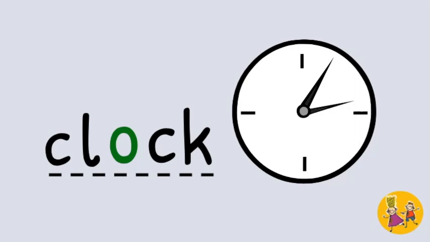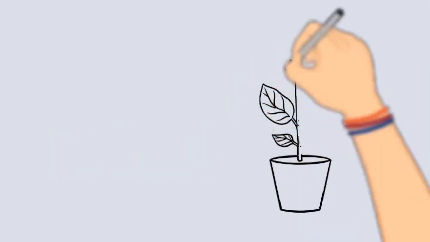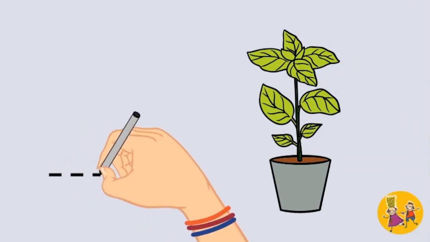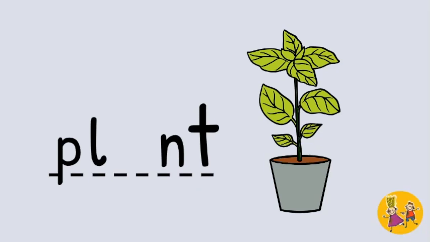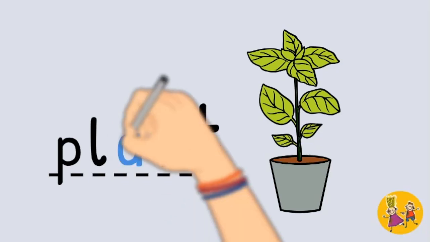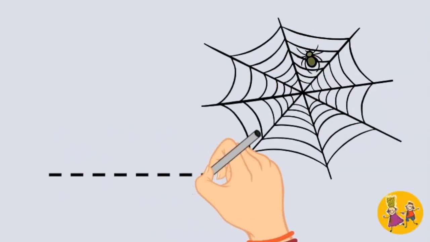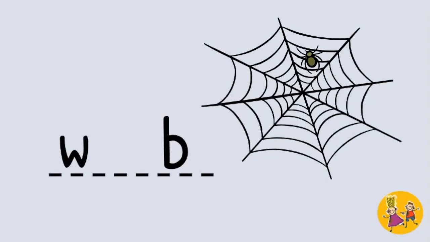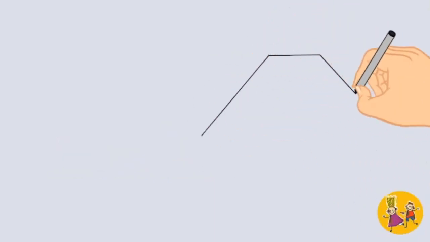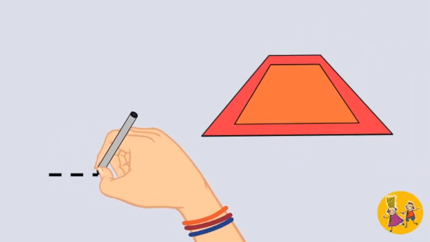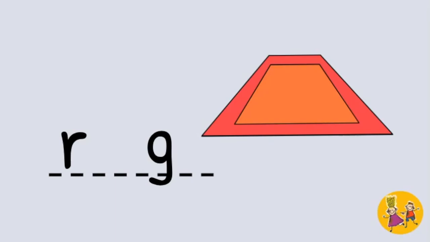Clock. Sound O, letter O. Plant. Letter A, sound A. Web. Sound E, letter E. Rug. Sound U, letter U.